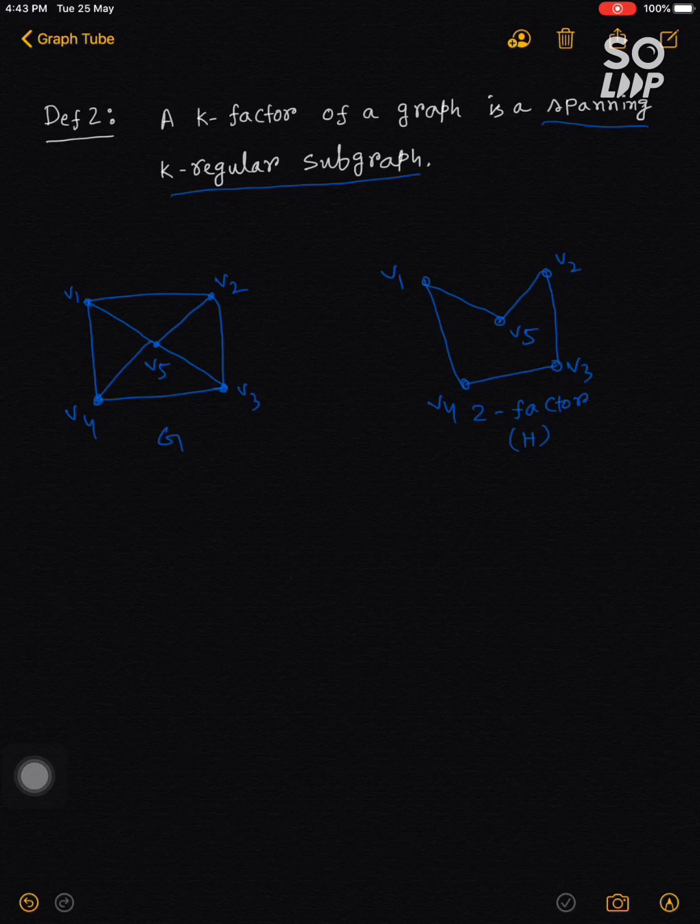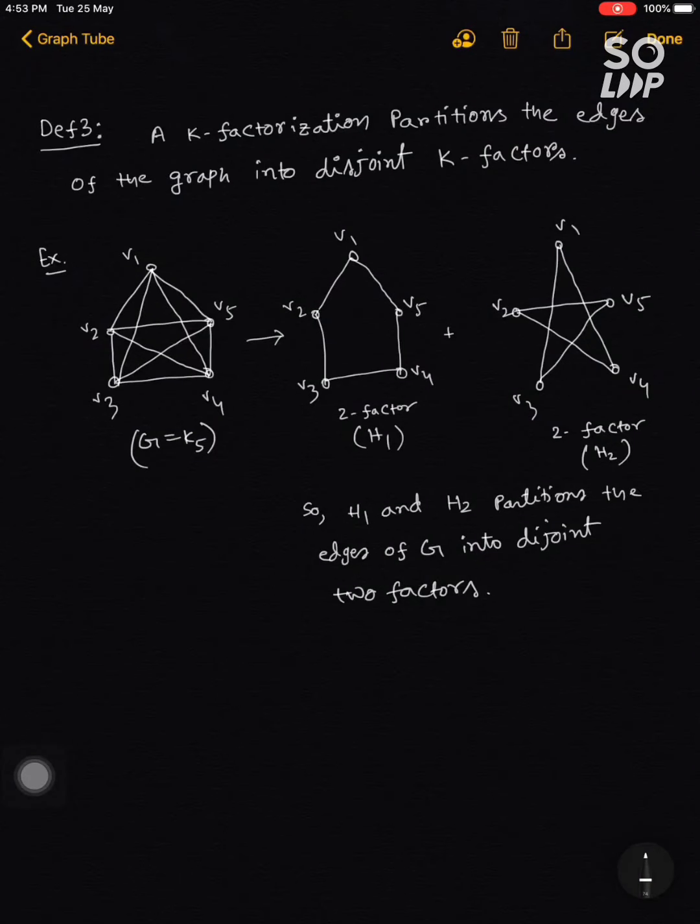Let G be this graph which has 5 vertices and H is a spanning 2-regular subgraph of G. So H is a 2-factor of G. Third definition, a k-factorization partitions the edges of the graph into disjoint k-factors.